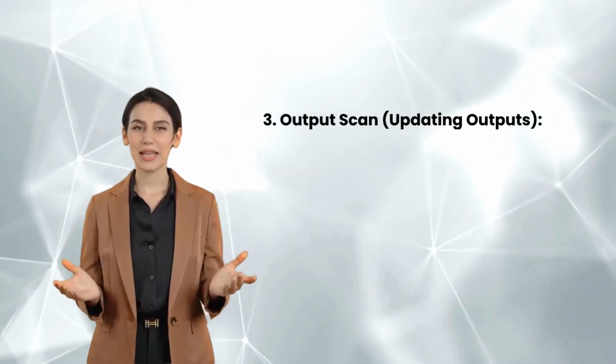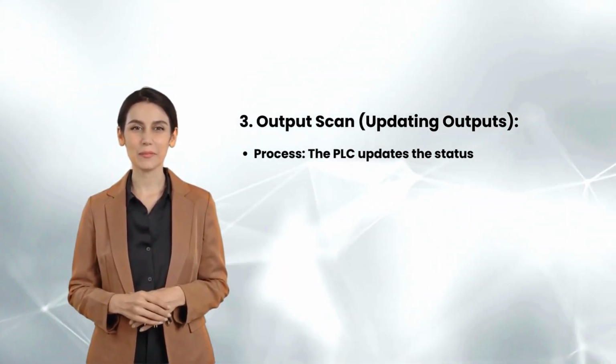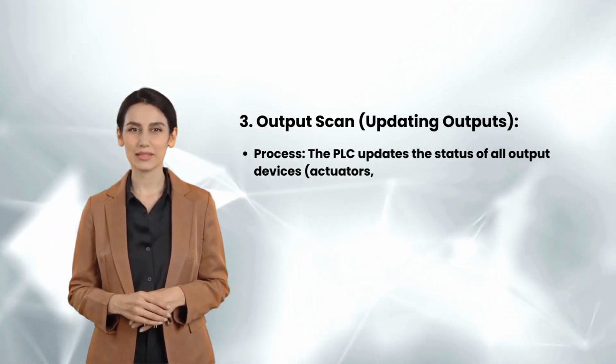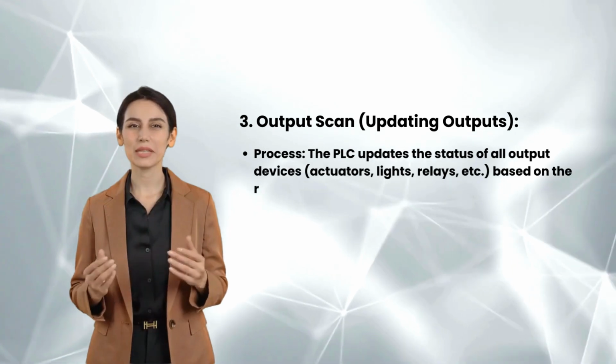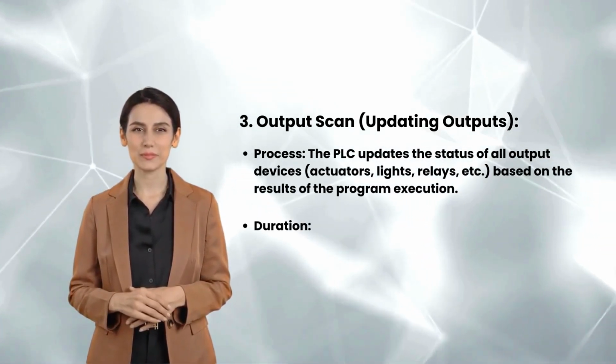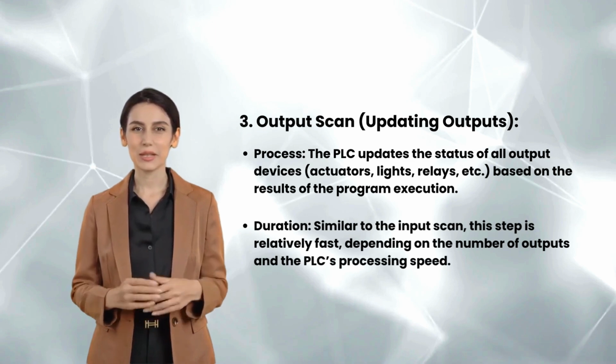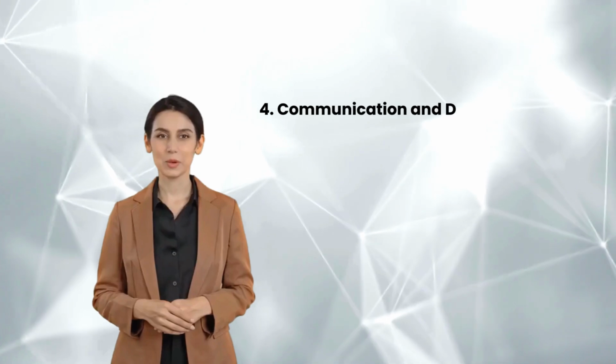3. Output scan, updating outputs. Process. The PLC updates the status of all output devices, actuators, lights, relays, etc., based on the results of the program execution. Duration. Similar to the input scan, this step is relatively fast, depending on the number of outputs and the PLC's processing speed.